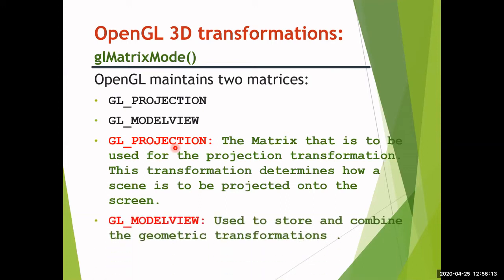GL_MODELVIEW is used to store and combine the geometric transformations. That is, now I have a separate matrix stack which is used to store the geometric transformations. So what are geometric transformations? You translate, rotate, scale, etc. Because even that has to be applied through a matrix. So again, for the matrix we need a stack, and that separate stack is nothing but the model view. Any of these you are applying, you have to apply in this model view matrix. So before you use these geometric transformations, you need to call model view.